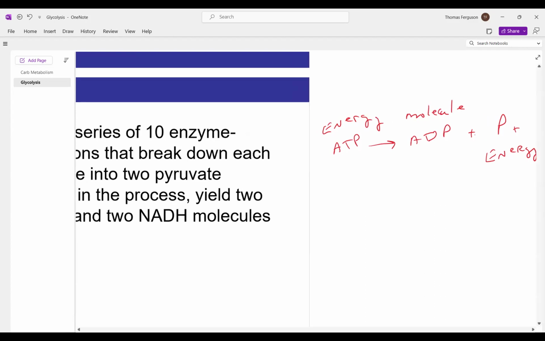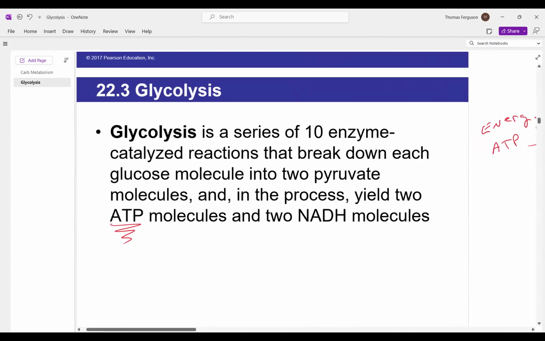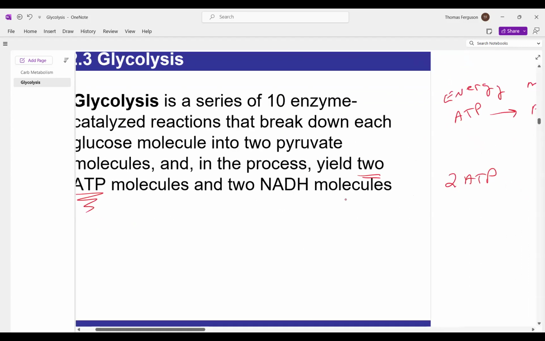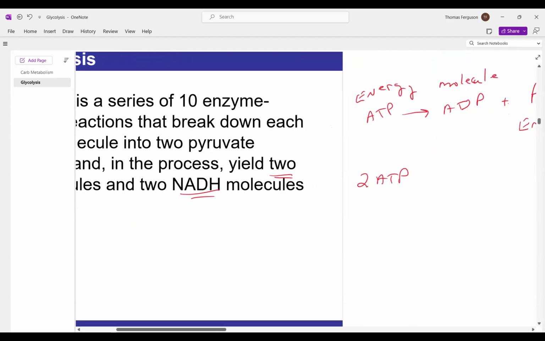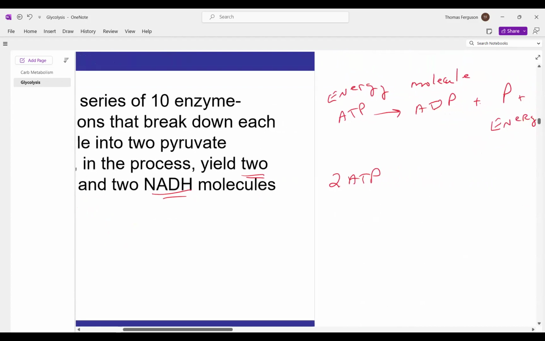Okay. So this glycolysis process is an energy generating process. It produces 2 ATPs. Now, this thing we haven't talked about at all. That is one of the molecules that is reduced, okay?